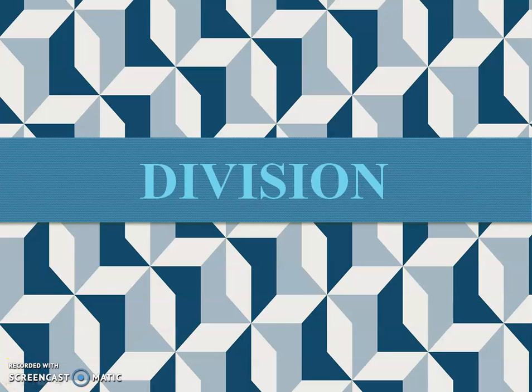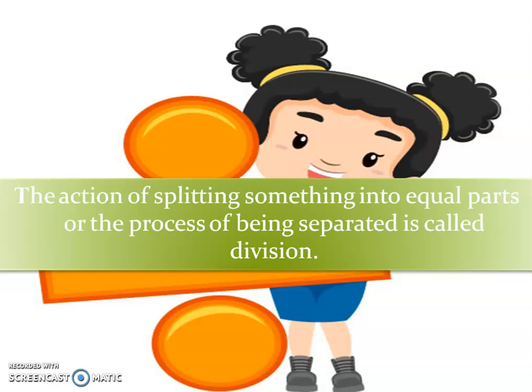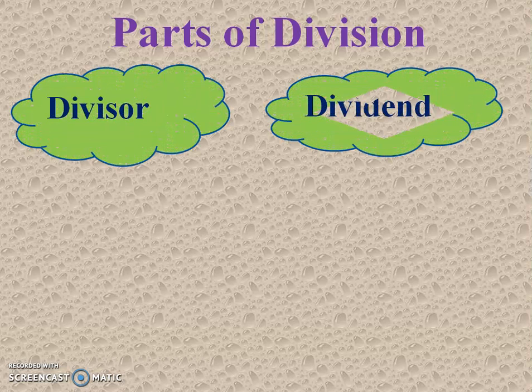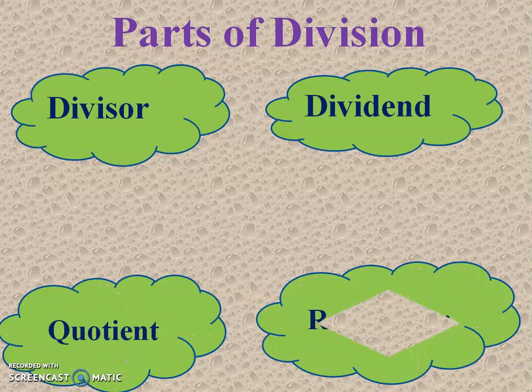So now with that said, let's start the video by learning the definition of division. Here, the action of splitting something into equal parts or the process of being separated is called division. Now after knowing the definition, let's see some of the parts of division. Number 1, divisor. Number 2, dividend. Number 3, quotient. And number 4, remainder. Now let's learn about these parts with the help of an example.